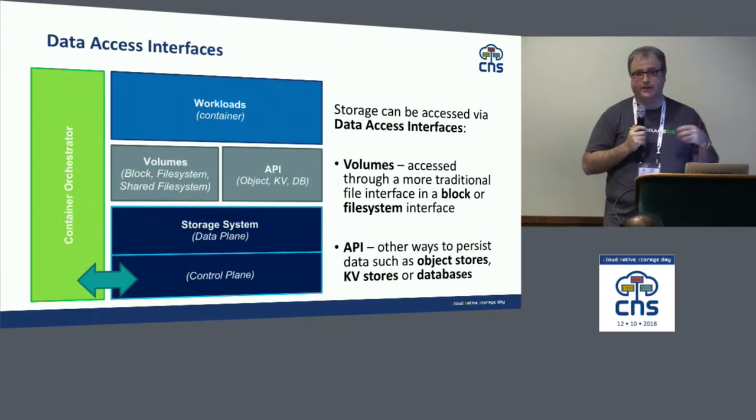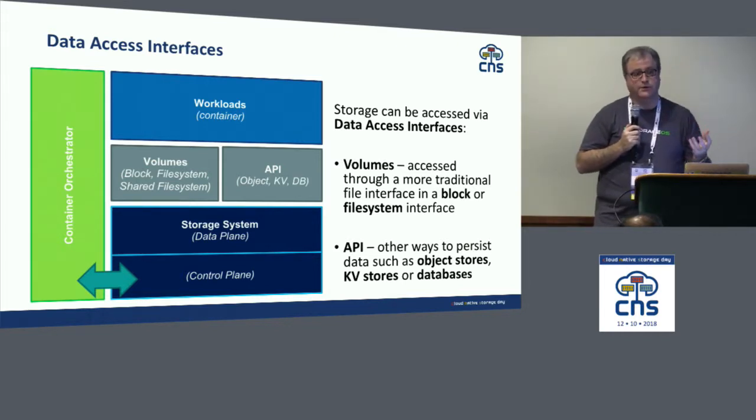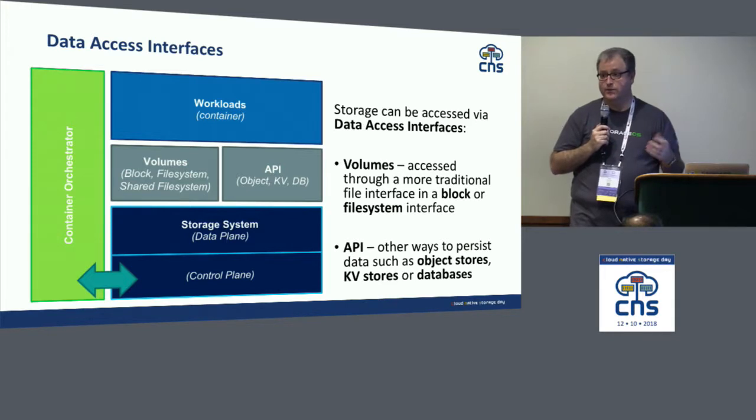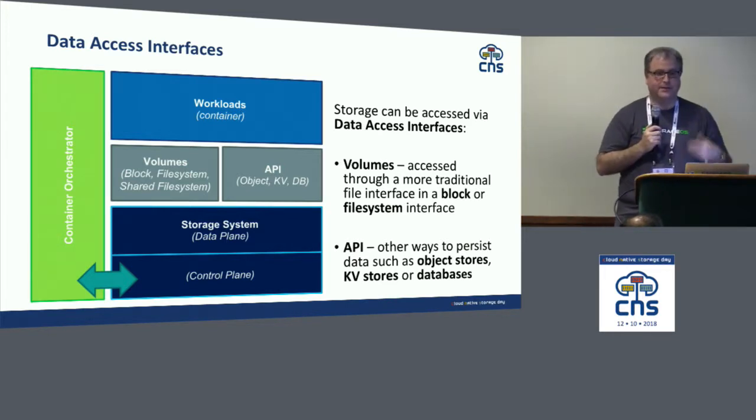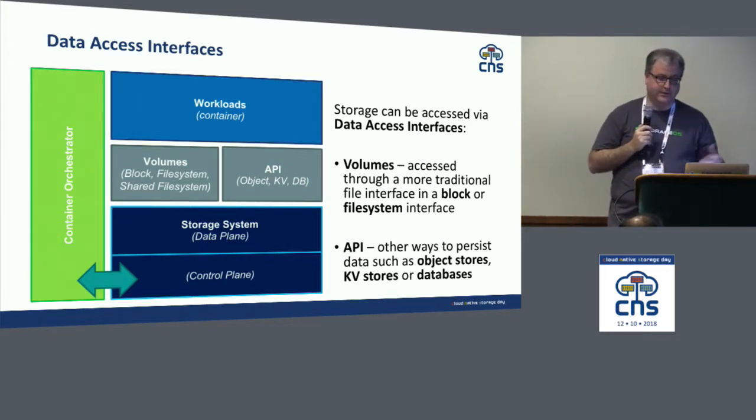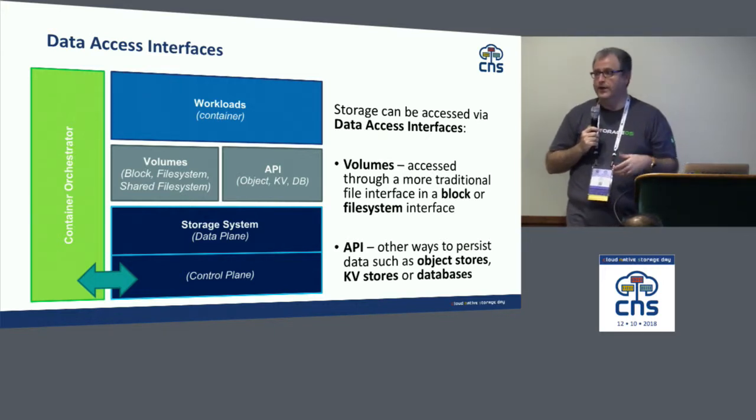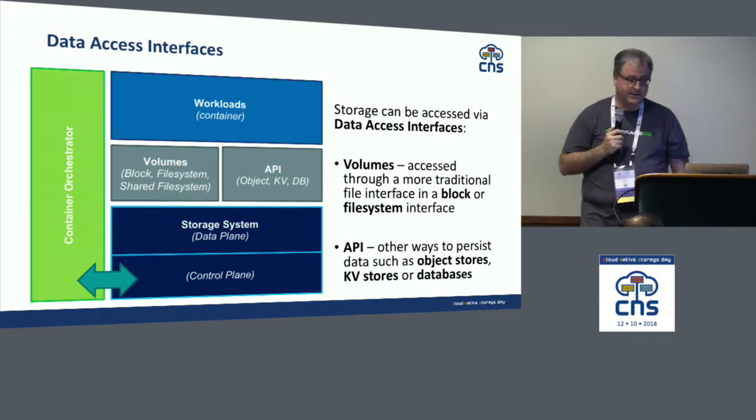So broadly speaking, the most obvious example of an API store is an object store. But similarly, as Quentin mentioned earlier, things like key value stores, but also databases are viable ways of storing data.